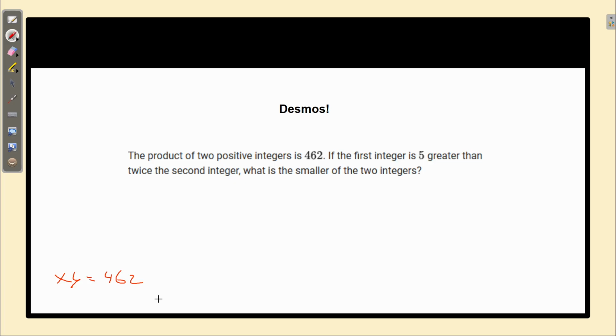So how do we define this? Let's say x is our first variable. We would get x equals 2y plus 5. Why? Because our first integer is 5 greater than, that's why we're adding 5, and then twice the second integer, which is our y. So twice the second integer is the 2 in front, and then you're adding 5. So let's go to Desmos for this.